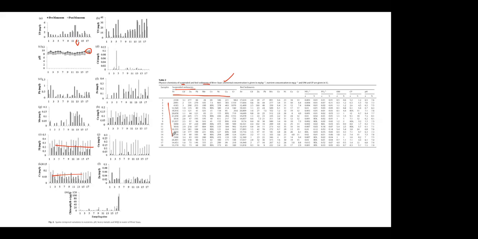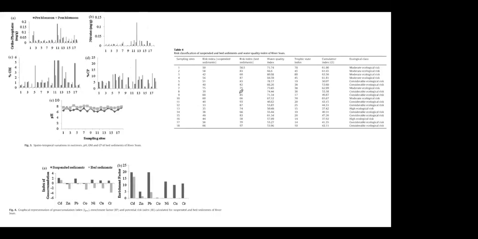If we see the trends of the heavy metals in the bed sediments, the concentration was lower as compared to the suspended sediments. However, manganese was present at higher concentrations. Iron was also present at higher concentration as compared to the other heavy metals.